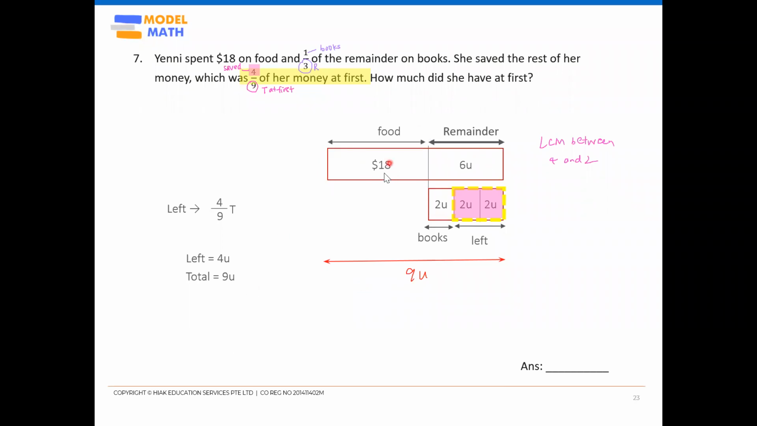Once you have this 9 units, the remainder, as we can see, is 6u. You will want to use the usable value of $18 to find out how many units is $18. The remainder is 6u, so the $18 will be 9u minus 6u. So this is your 3 units for $18. Let's record that down. 3 units is $18, so 1 unit will be $6. Once you get 1 unit, always reread the question. They ask how much she had at first, meaning the whole total of 9 units. So work out your 9 units value and there you go.